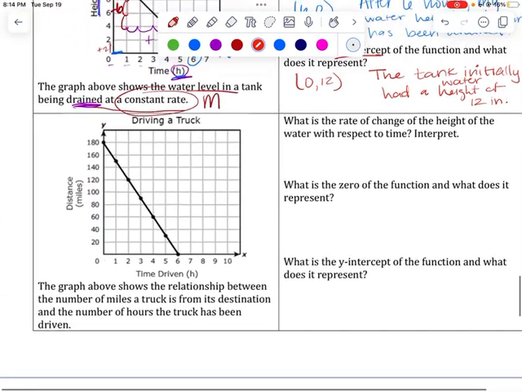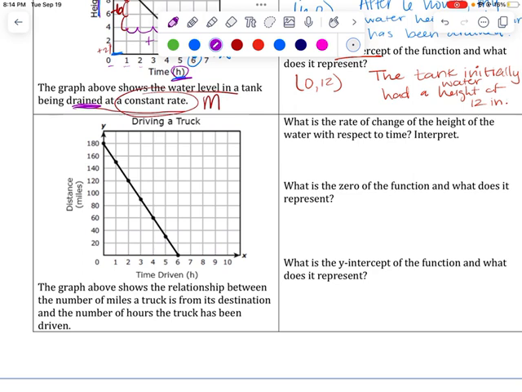Okay. Very last one. We're almost done. The graph above shows the relationship between the number of miles the truck is from its destination and the number of hours the truck has been driven. So as I'm driving from its destination, and then I finally get to my destination, right?